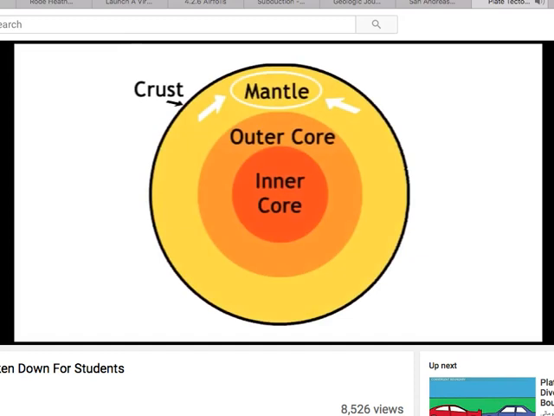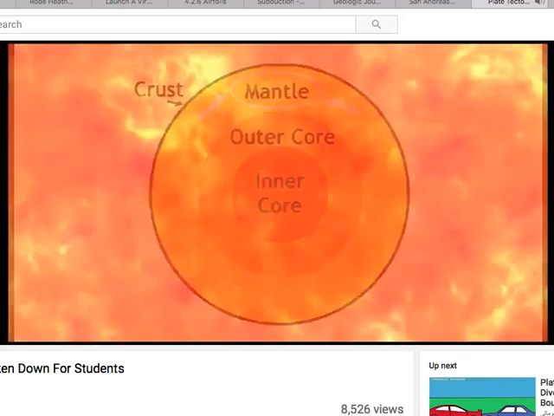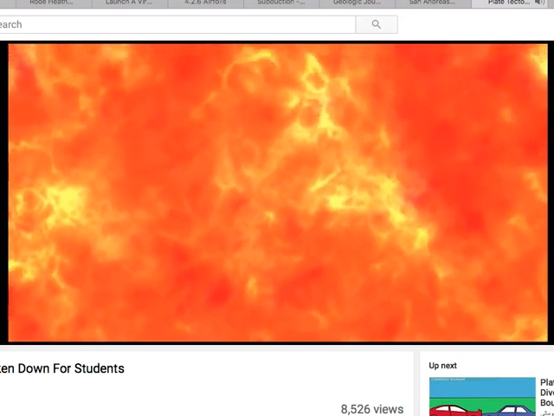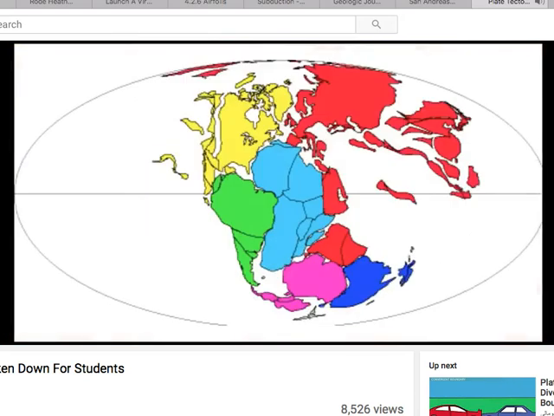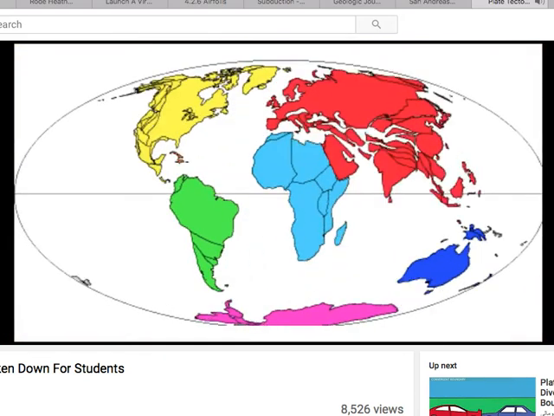Remember the mantle from earlier? Well, the mantle is the layer of Earth right below the crust, and it is made of hot melted rock. This melted rock moves around the mantle, and since it's right below the crust, when the mantle moves, the tectonic plates of the crust move as well.